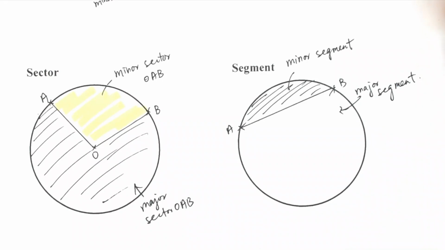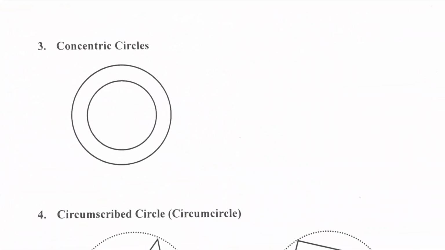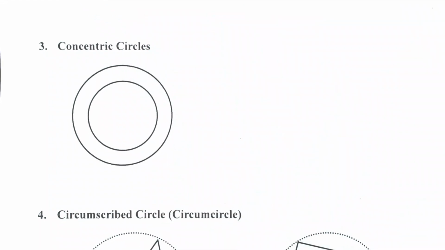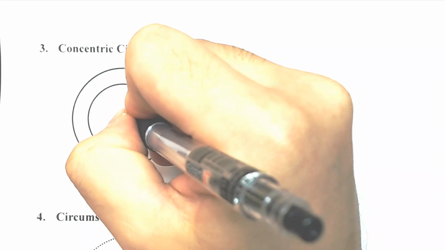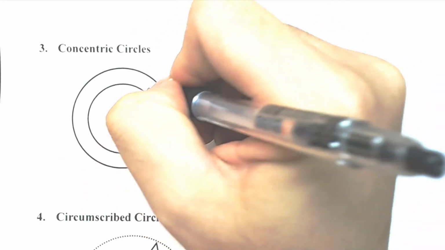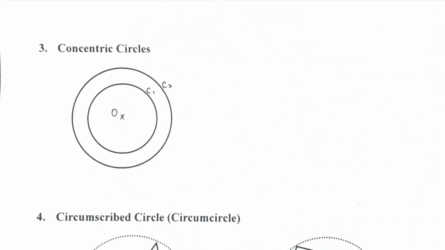Now, after knowing the terms in a circle, we are going to talk about some special circles. First of all, you need to know a new term which is called the concentric circles. Concentric circles means several circles with the same center. Like this, that O is the center of C1 and O is the center of C2.